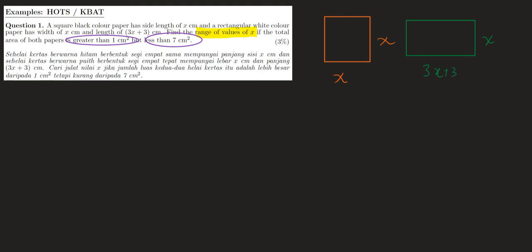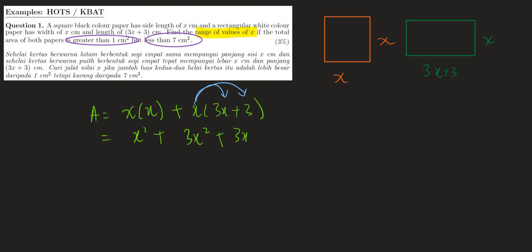And if you want to find out the answer, we can actually use inequalities. So first I need to find the total area first. So total area of this one is, for the square, length times width, x times x. Next, I need to find for this one, x times 3x plus 3, the rectangle. This is the area. Okay, area is x squared plus 3x squared plus 3x. Alright, you must multiply both of them. Both must go inside. So from here we can get 4x squared plus 3x.